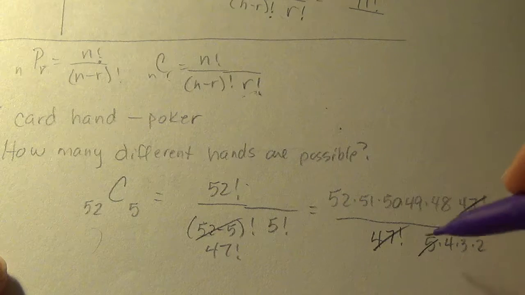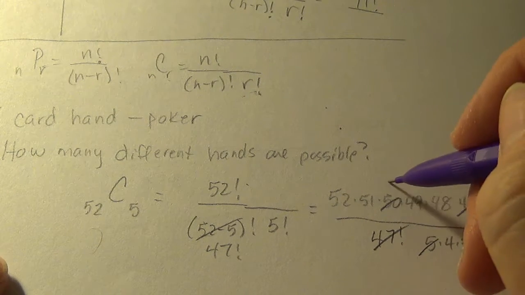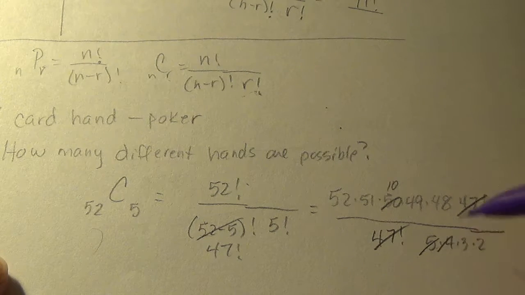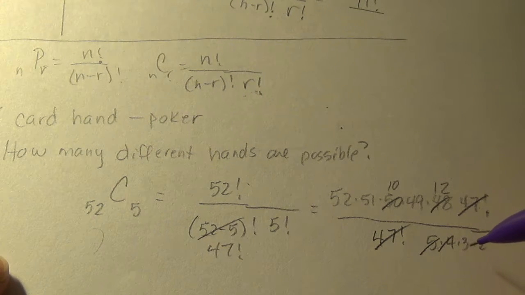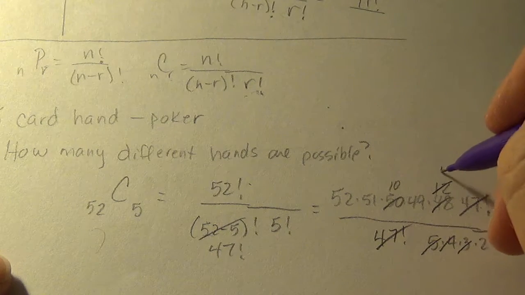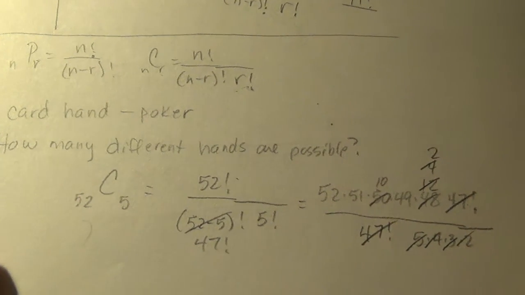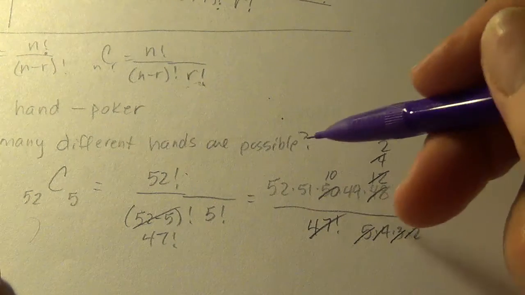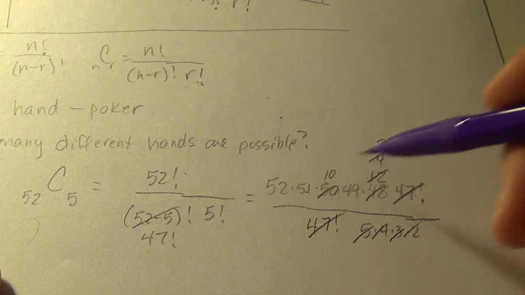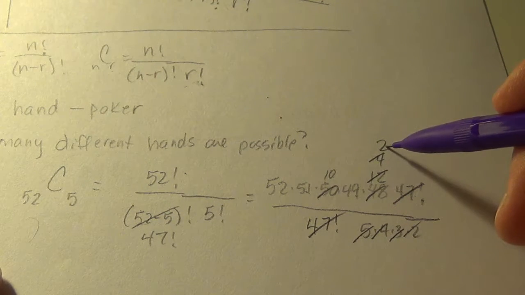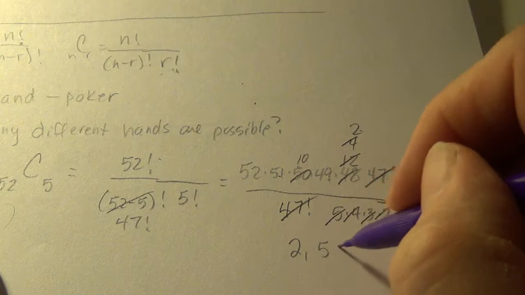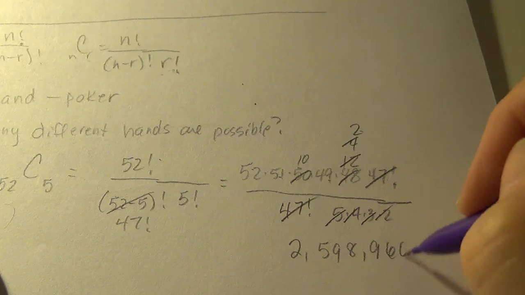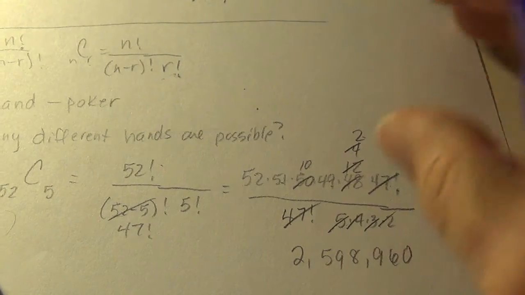And I can start taking this and reducing it. So 5 goes into itself once and into 50 10 times. 4 goes into itself once and into 48 12 times. There's other ways you can do this. 3 goes into itself once and into 12 4 times. 2 goes into 4 2 times. And there's other ways you might have seen to reduce. So I end up with 52 times 51 times 10 times 49 times 2. And when I multiply all that out, I get 2,598,960. So lots of possibilities for different card hands.